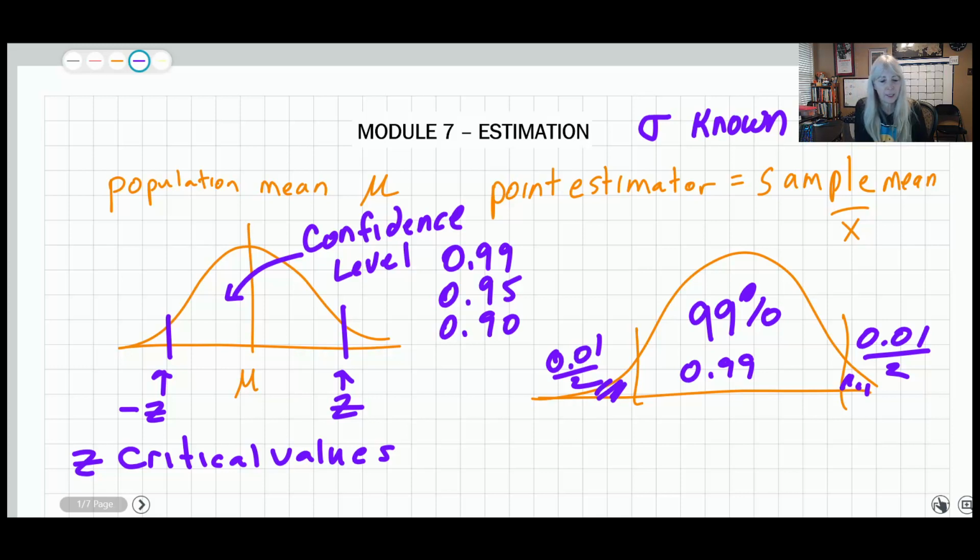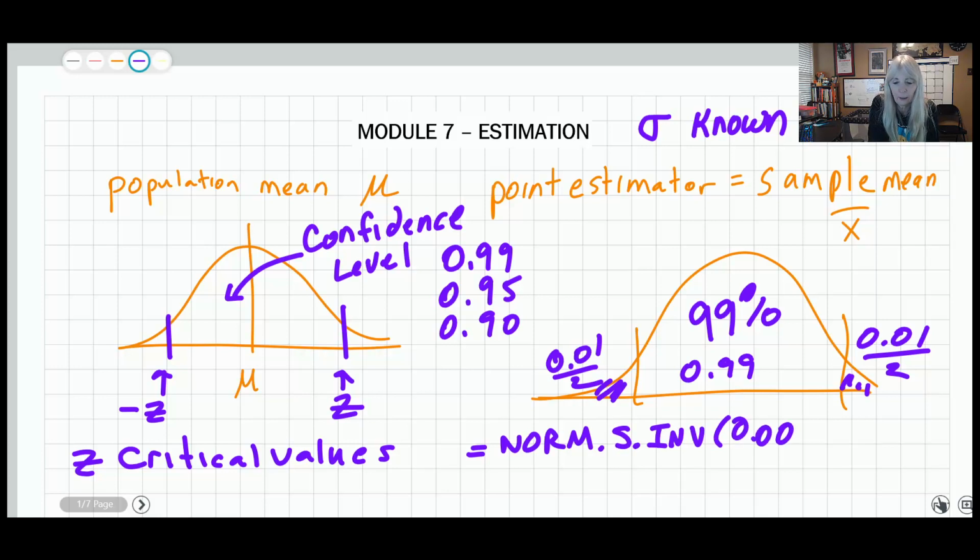If I was using a table or using Excel, I have to be aware of that. Let's say that I use Excel, and we've seen this before, NORM.S.INV. I would plug in that number, which is 0.005, your 0.01 divided by 2. I could also plug in 0.995. Did I say the points right? Yeah.